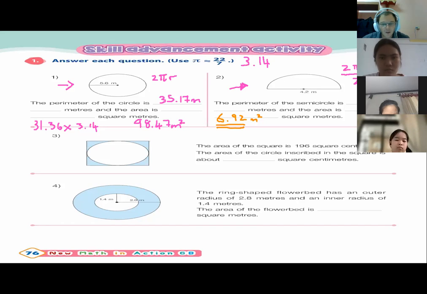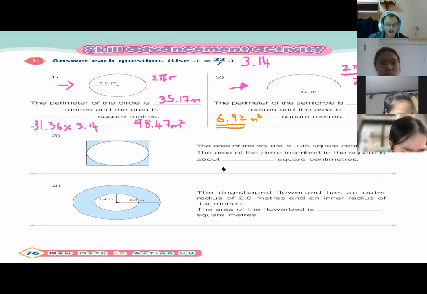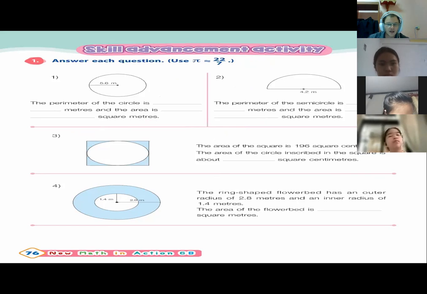Okay. But I don't want to go on too much further, because it is a lot of calculations in one problem. But next time we will finish off this skill advancement activity on Friday. And then after that, we will complete the unit test for circles.